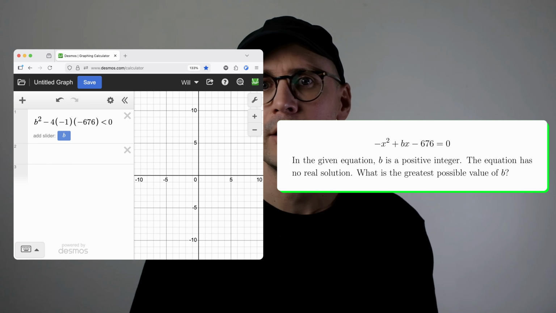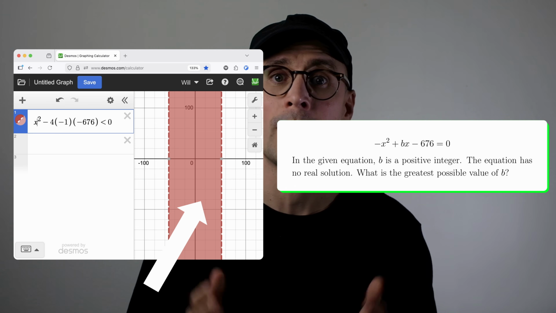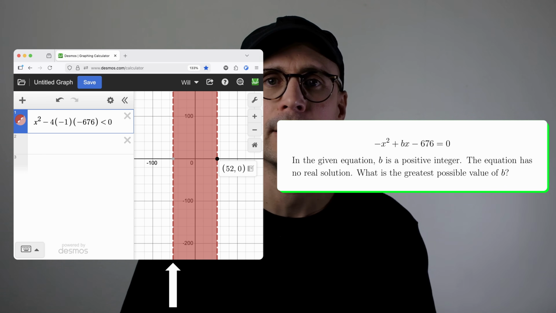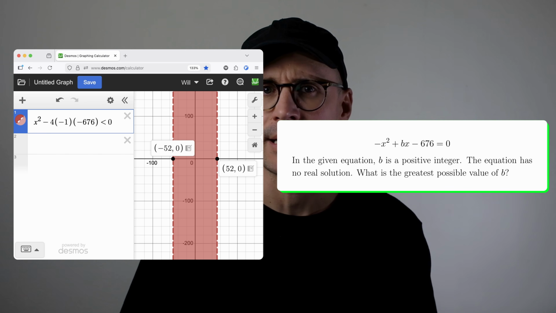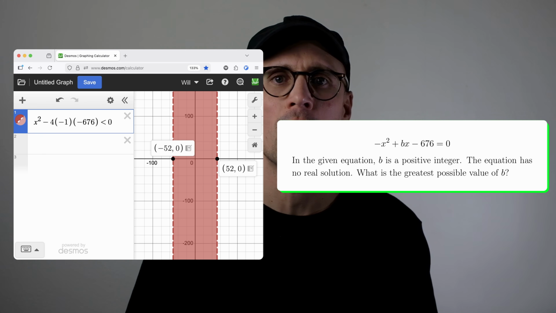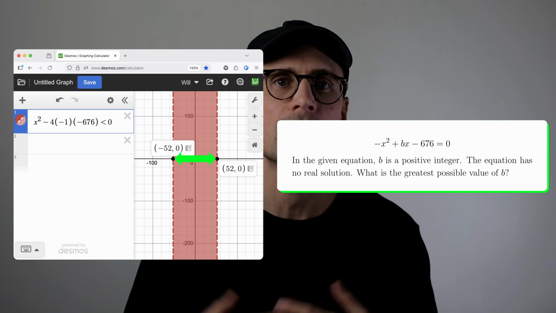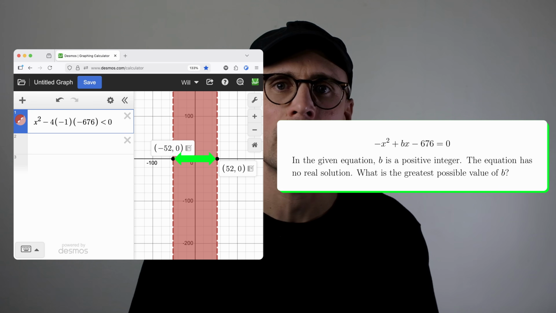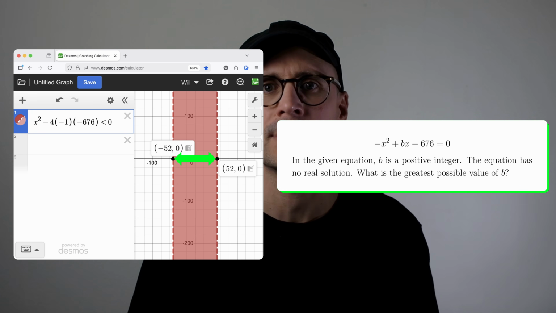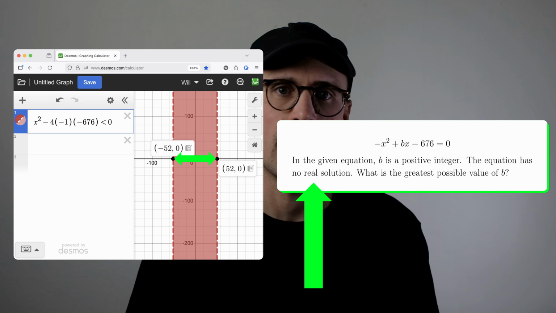But if we use x instead of b, something changes. The xy plane changes color, and if you zoom out a little, you see that Desmos has plotted two dotted vertical lines here and here. But what does this mean exactly? When we plot an inequality in Desmos, the software will shade in all the x values on the graph that make the given inequality true. So in our case, the shaded area shows all the values of x where the inequality x squared minus 4 times -1 times minus 676 is less than 0 is true, which is where the quadratic has no solutions.